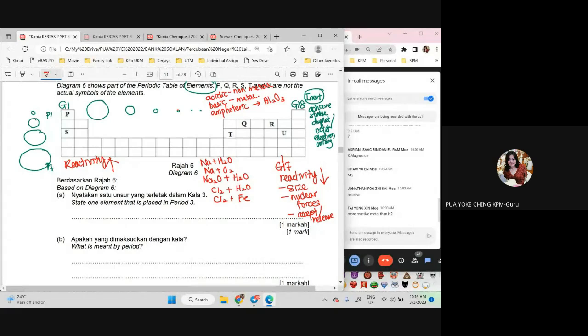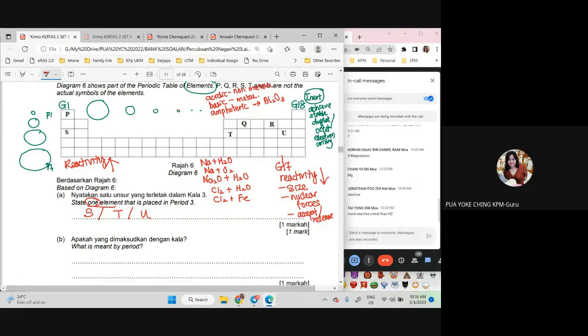So number 6A, nyatakan satu unsur yang terletak di kala 3. It just only needs 1. So you just give 1 is enough. So the answer can come from S, T, or U. Okay, kalau dia tak ada sebut 1, then you need to write all. Kalau only 1, you can choose any one lah.